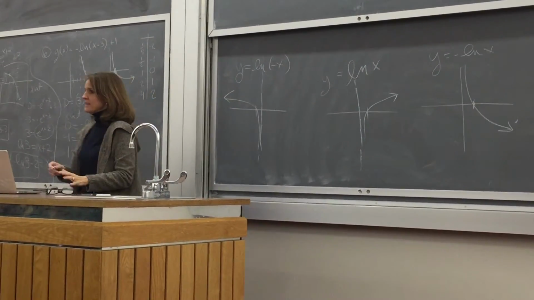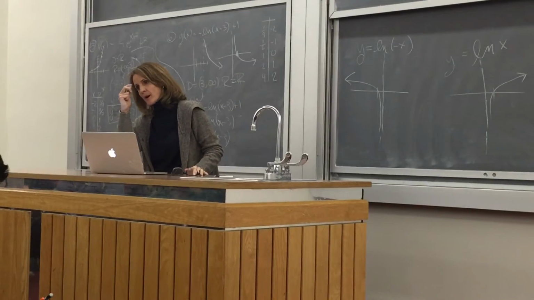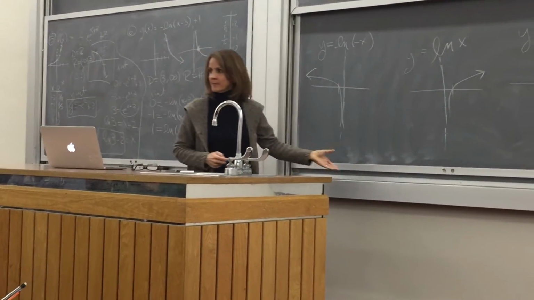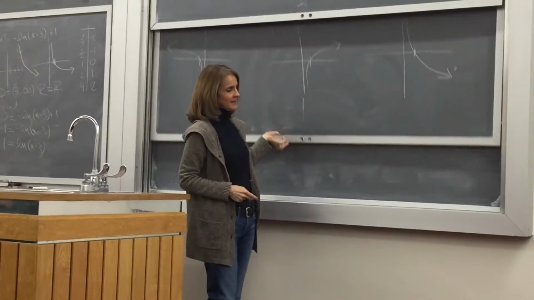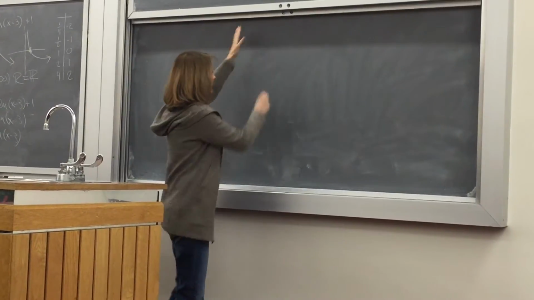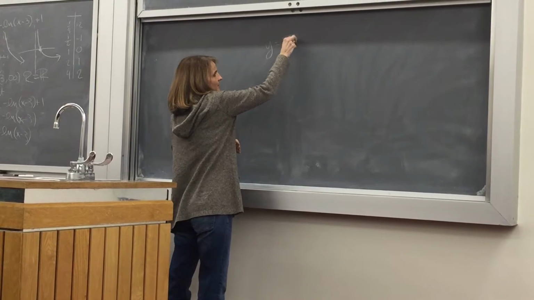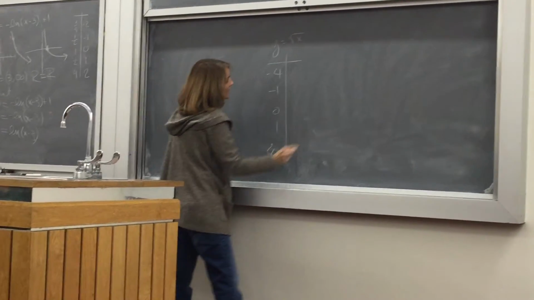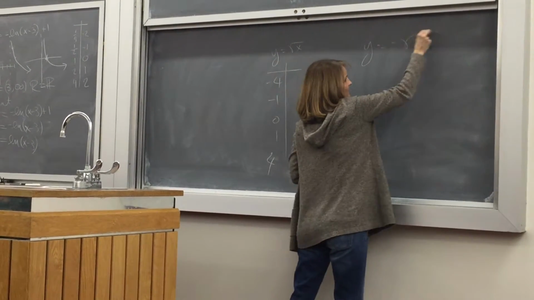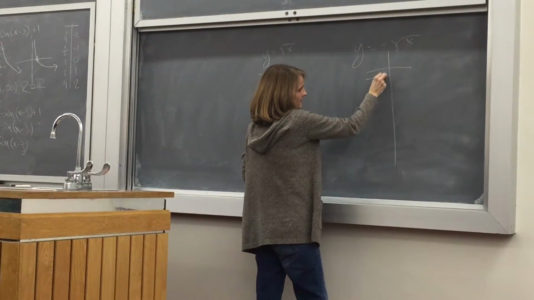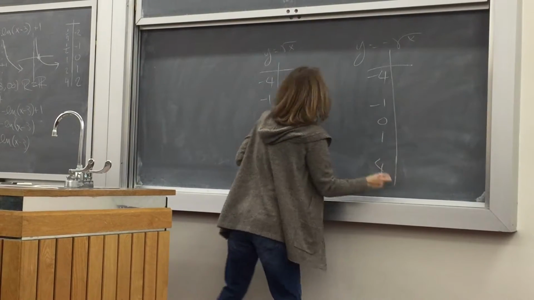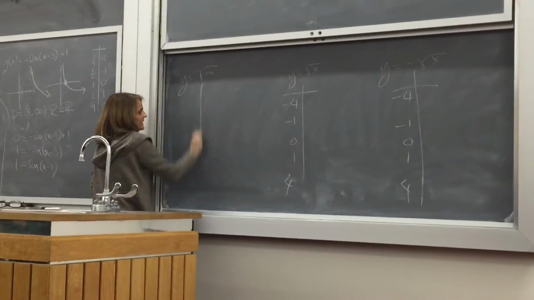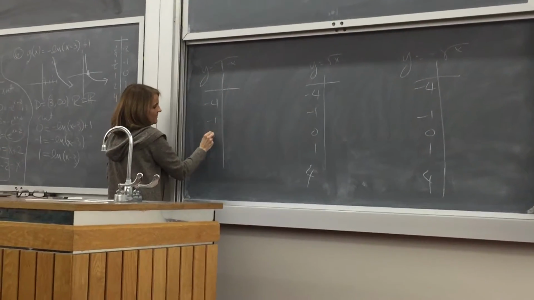Okay? I think the easiest one to remember all this stuff from is the square root of x. Do you remember when we were talking about that? Like, because I think that one makes the most amount of sense. If you say y equals the square root of x, with inputs negative 4, negative 1, 0, 1, 4, y equals negative square root of x, we can try the same numbers. And y equals square root of negative x, with negative 4, negative 1, 0, 1, 4.